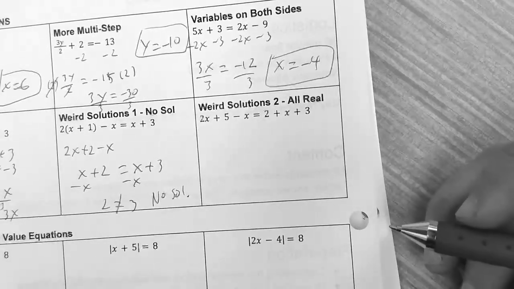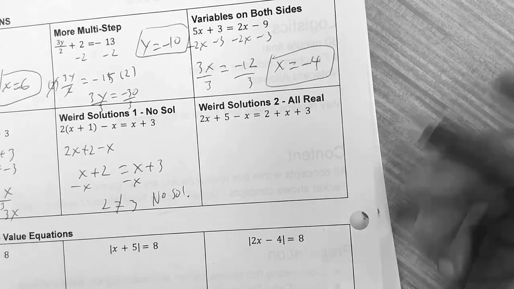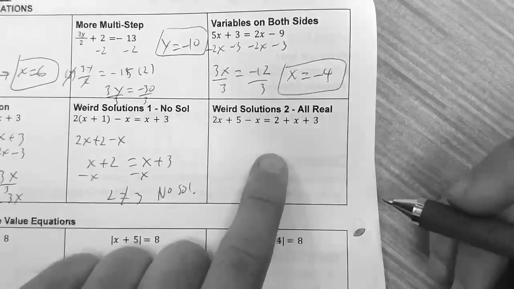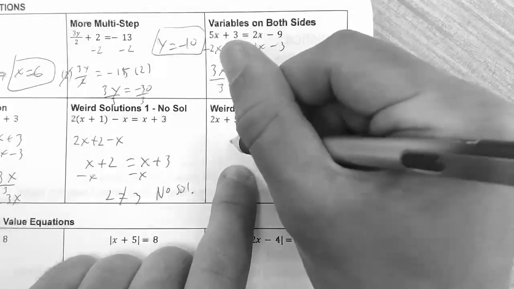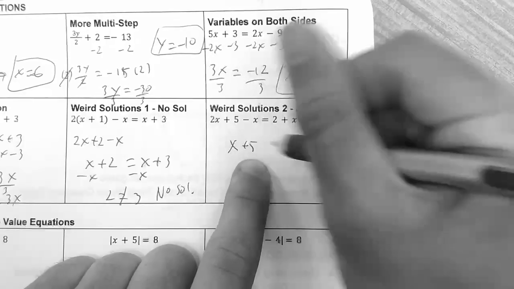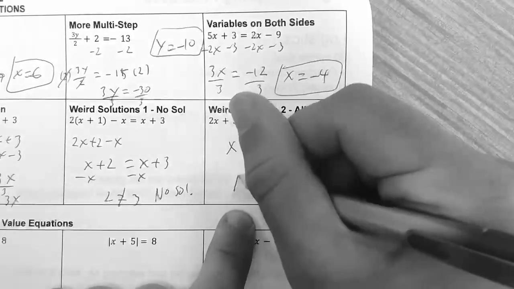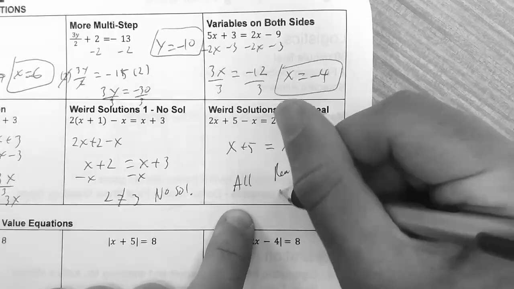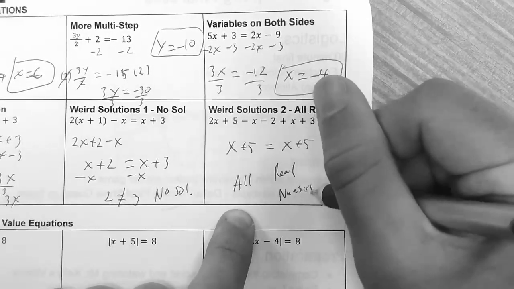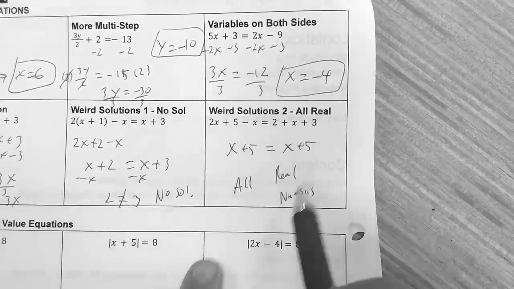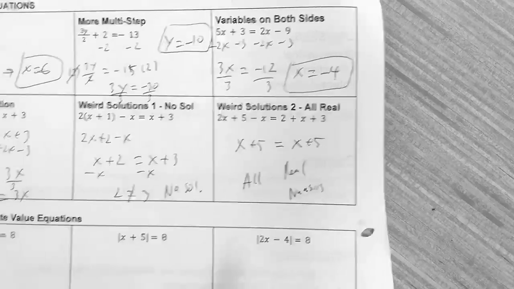When we have another weird solution case, this is all real numbers. So once I combine like terms here, I'm going to get x plus 5 equals x plus 5. Well, this is true for all numbers. This is all real numbers is the solution. Because no matter what I put in for x, it's the same both sides. They will always equal each other.